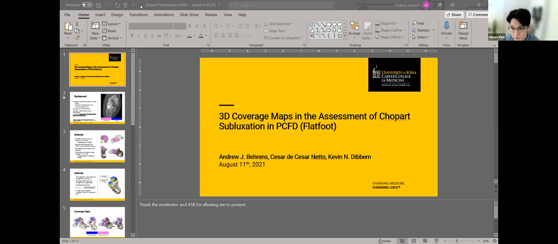Thank you so much for great presentations in the first block. And now we can jump into the second block of the presentations. So the next presenter is Andrew Behrens. The presentation is three-dimensional coverage maps in the assessment of Chopart subluxation in progressive collapsing foot deformity.